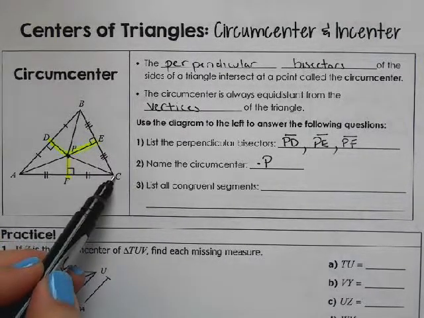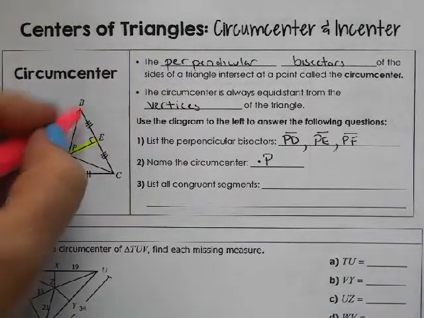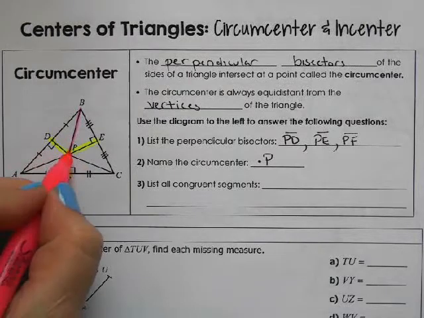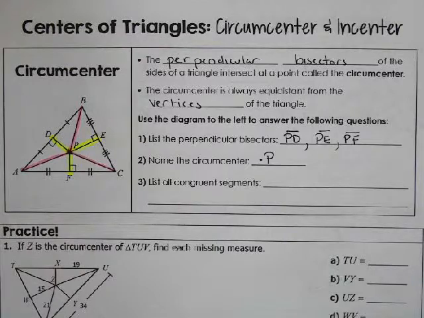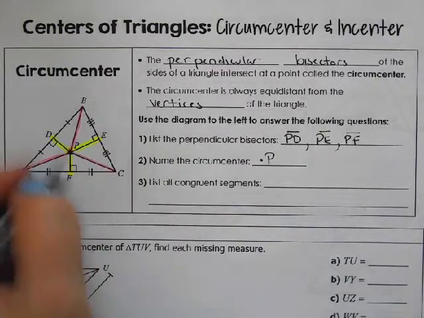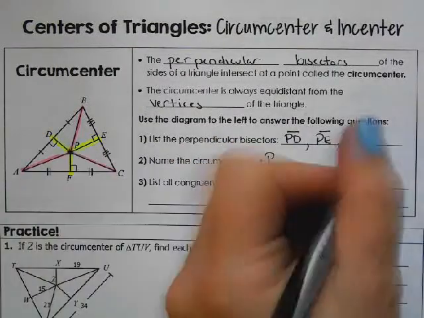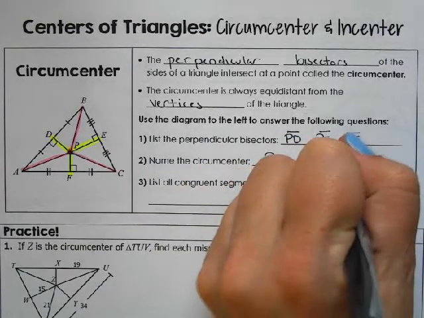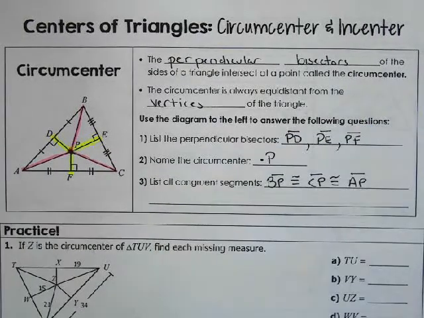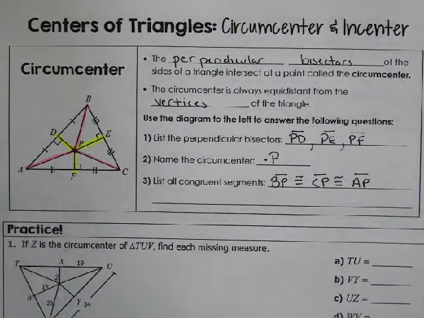So the vertices are the corners of your triangle. We'll highlight those in different colors. The congruent segments come from the circumcenter and they go to each vertex. So BP is congruent to CP, and that is congruent to AP. So you can take any two of those segments and set up an equation to solve if you need to, or if you know the length of one segment, then you know the other two.